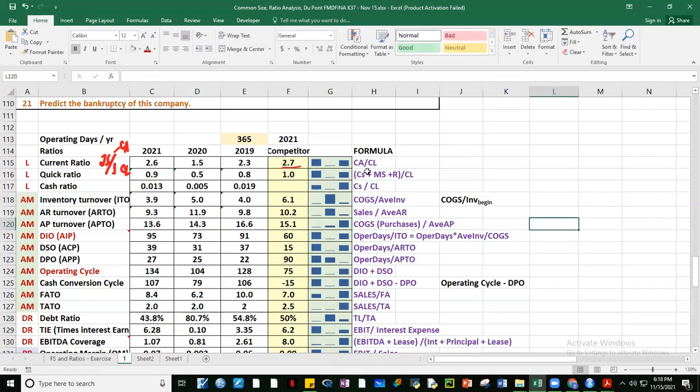Okay. So here we see that the company... anong ibig sabihin ng 2.6? For every 1 peso of current liability, yung kailangang bayaran ng company within 1 year, the company had 2.6 pesos of current assets. Okay? That's good, no? That's good.